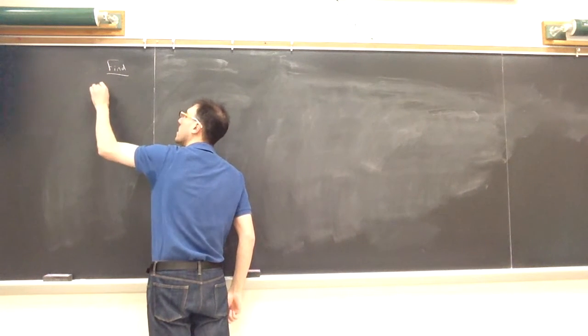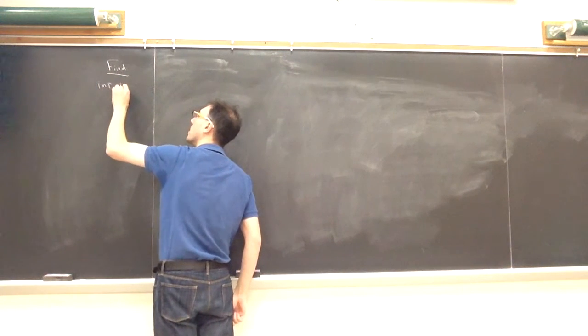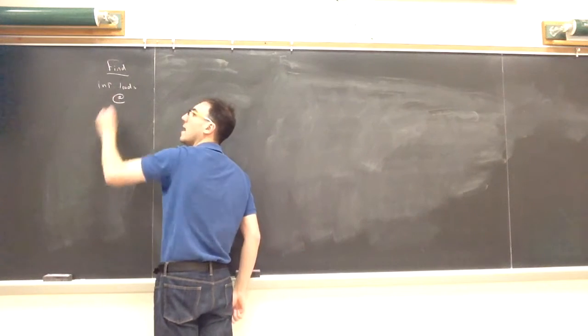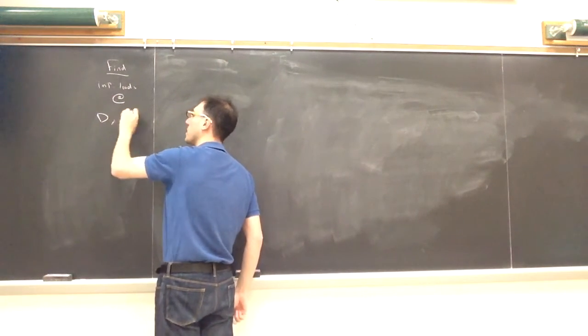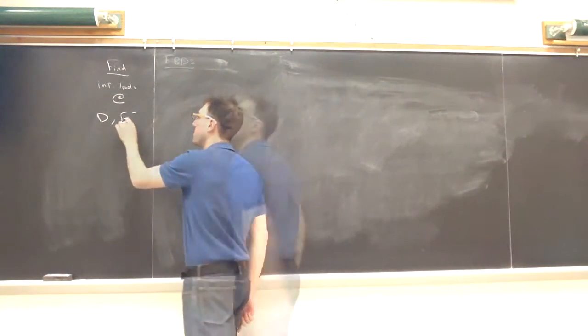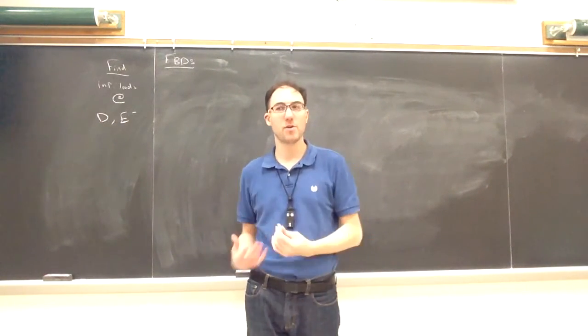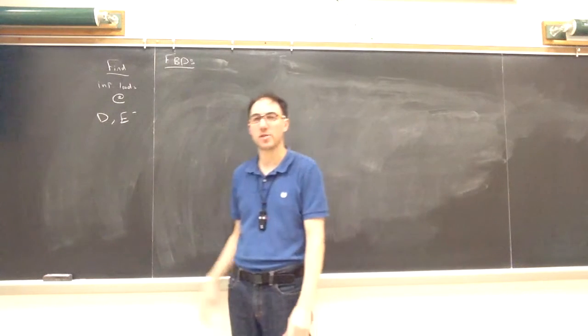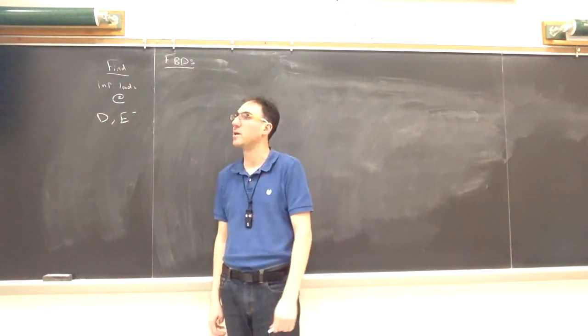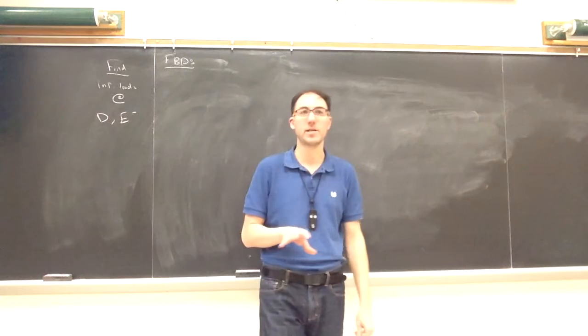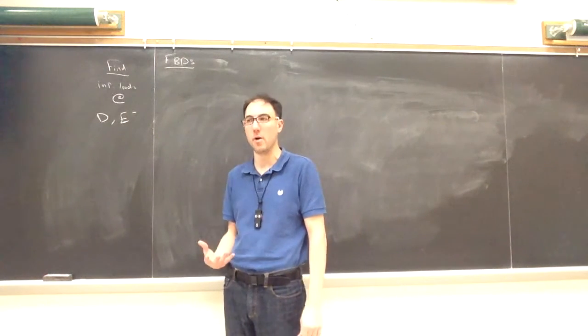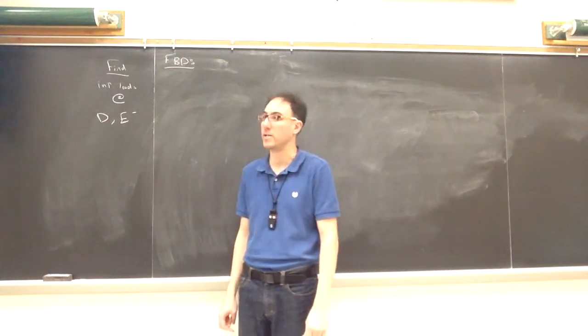Find internal loads at D and just to the left of E, or E minus. All right, first step, typically we want to find the external reactions before we try to draw any of these internal cuts. So that when we make an internal cut, we're only left with 3 unknowns that we'll have to solve for at that point.